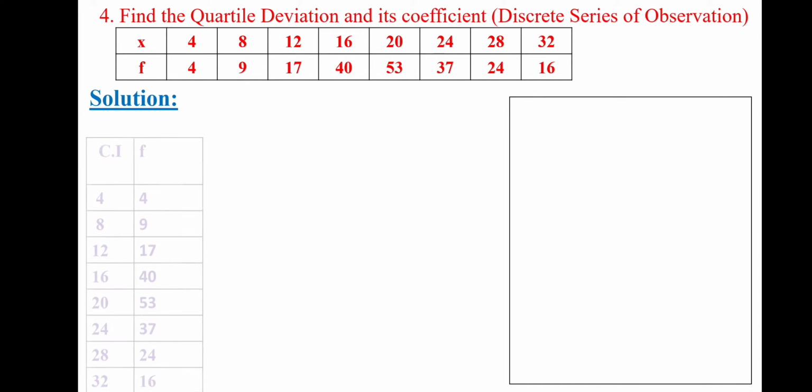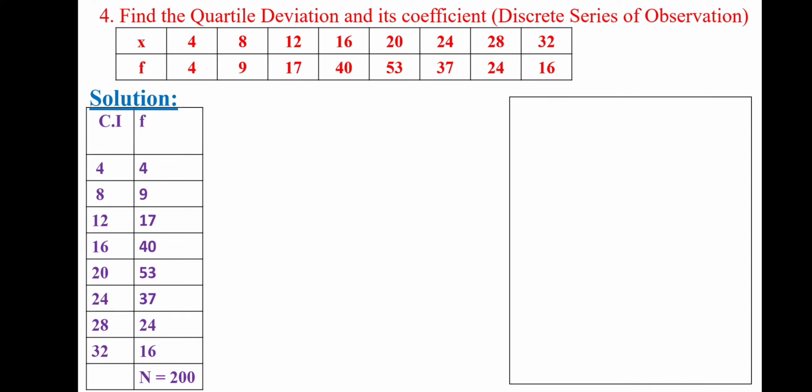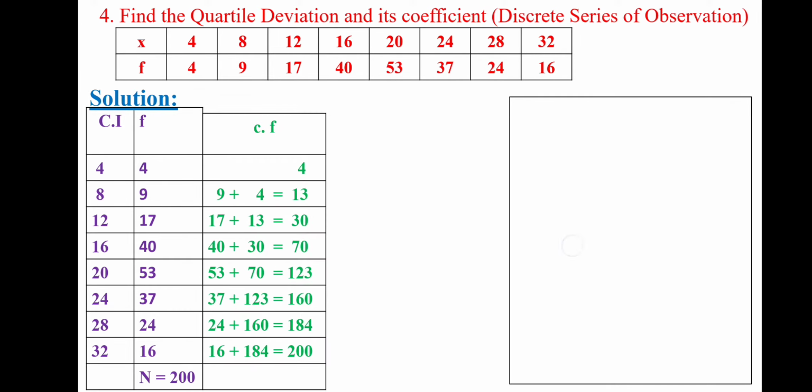Solution. The given values can be written in vertical form. Then, as we know very well, the median method concept is applied. So here we need to find the CF, the cumulative frequency. So 4 will be written, 9 plus 4 is 13, 17 plus 13 is 30, 40 plus 30 is 70, 53 plus 70 is 123, 37 plus 123 is 160, 24 plus 160 is 184, 116 plus 184 is 200. In this way we need to find the cumulative frequency. So the total is 200, and the cumulative frequency total is also 200.